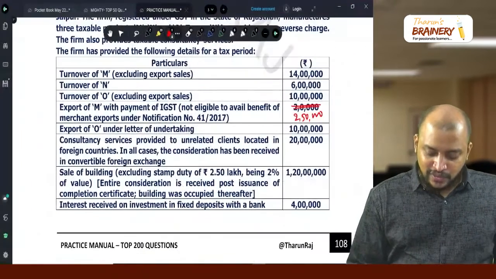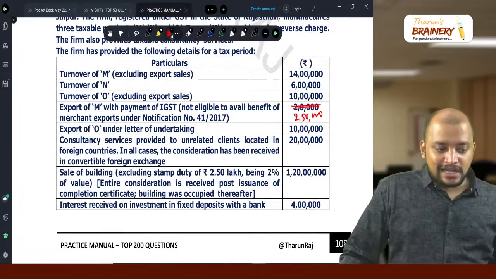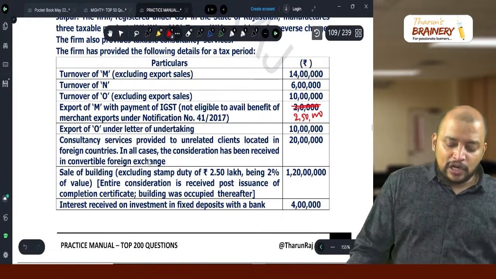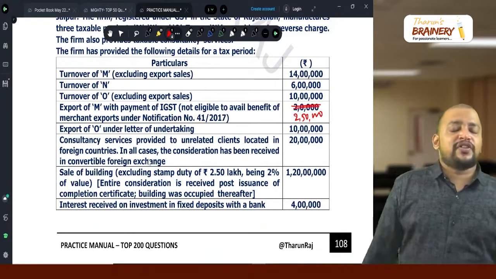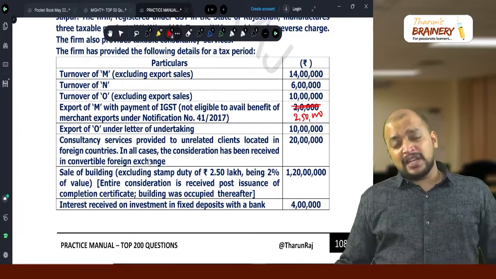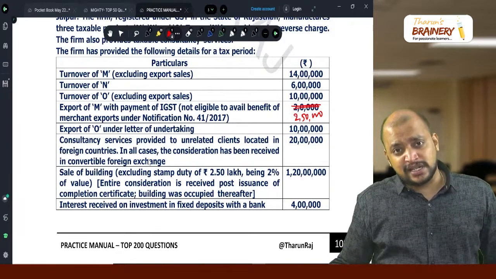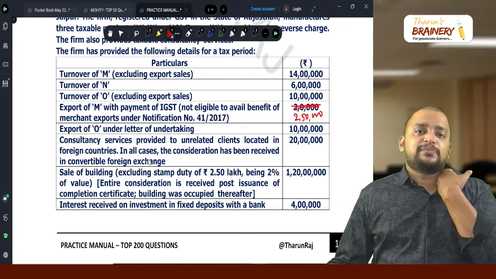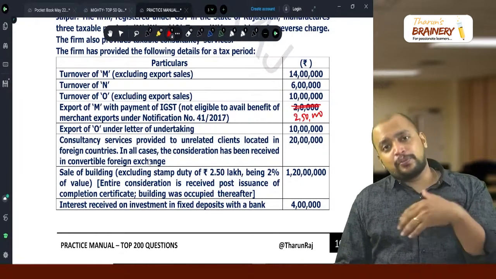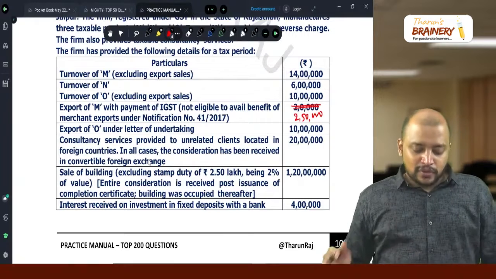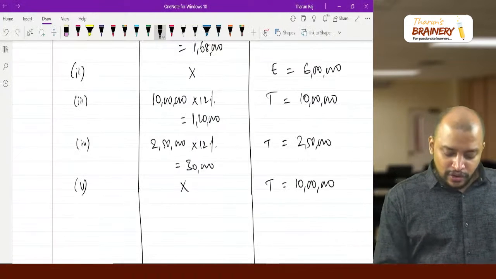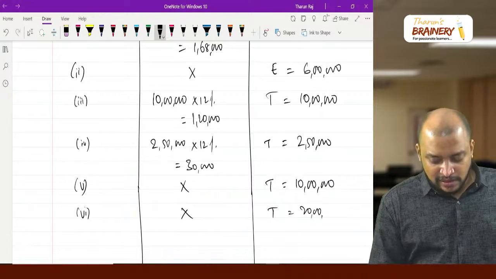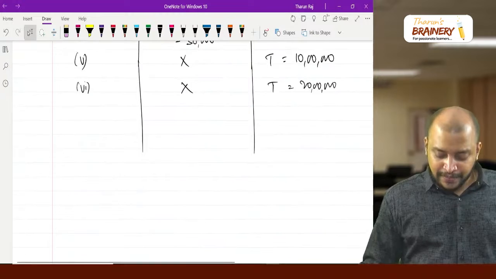Then next one: consultancy services provided to unrelated clients located in foreign countries. In all cases, the consideration has been received in convertible foreign exchange. This is export of services. They have not given whether it is upon payment of IGST or without payment of IGST. In the absence of information, don't take it as with payment of IGST. Take it as without payment of IGST only. So in the 20 lakhs, there is no need to pay GST on export of services, but it will be treated as taxable for ITC computation.